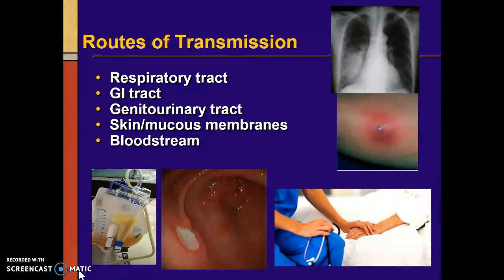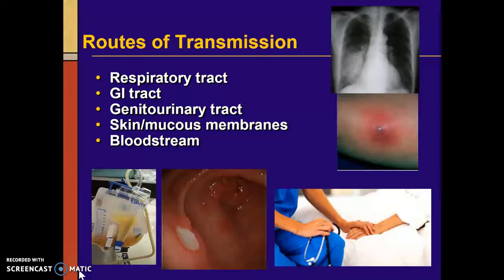The routes of transmission are usually internal vessels, that being the respiratory tract, the GI tract, the genitourinary tract, skin or mucous membranes that are open or have areas that can be broken, and then the bloodstream itself.